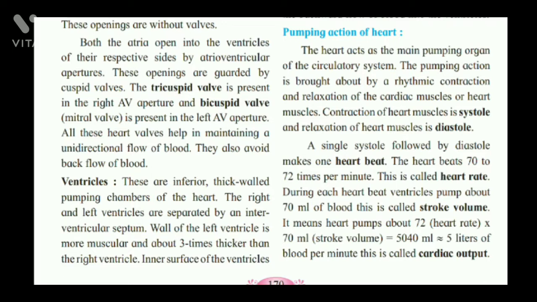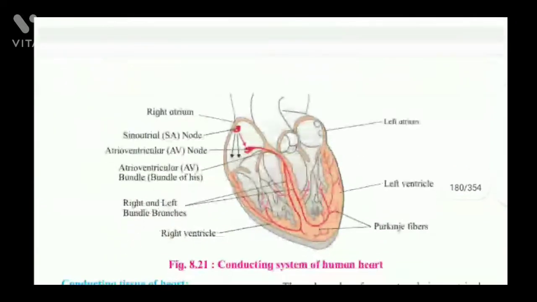During each heartbeat, the ventricles pump about 70 ml of blood. This is called stroke volume. It means the heart pumps about 72 into 70 ml, which is approximately 5040 ml, approximately 5 liters of blood per minute. This is called cardiac output.